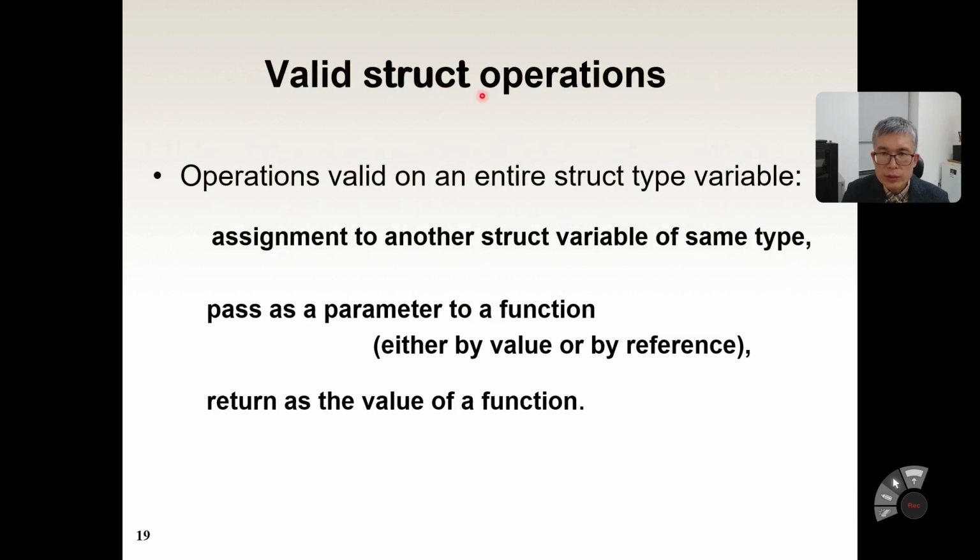Valid struct operations. These operations are valid on an entire struct type variable: assignment to another struct variable of the same type; pass as a parameter to a function, either by call by value or call by reference, and we will see the difference; and return as the value of a function.